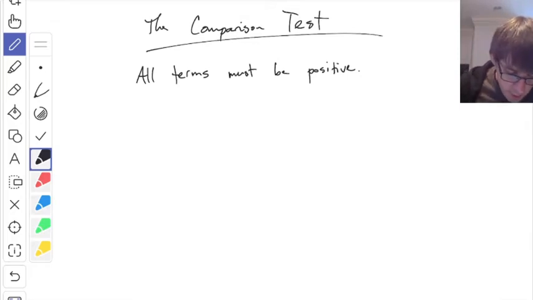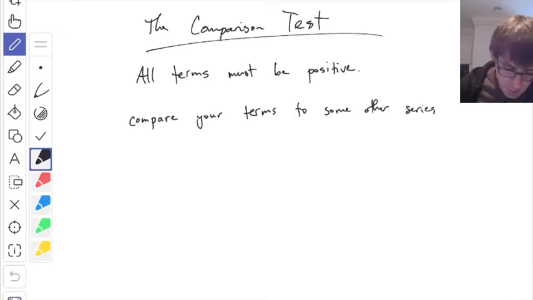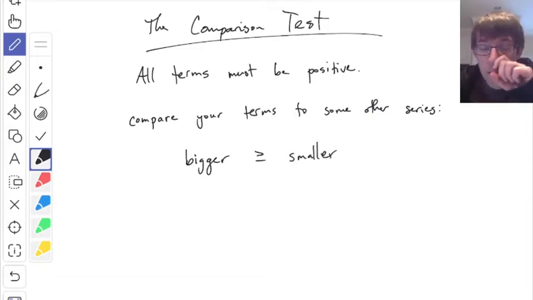You compare your series to a different one. Compare your terms to some other ones, some other series. And you always write sort of, there's a bigger, which is greater than or equal to the smaller, right? When I wrote this formally last time, I called them a_n and b_n, and you write one of them is bigger than the other, or one is less than the other, or whatever. You compare your terms to some other series.